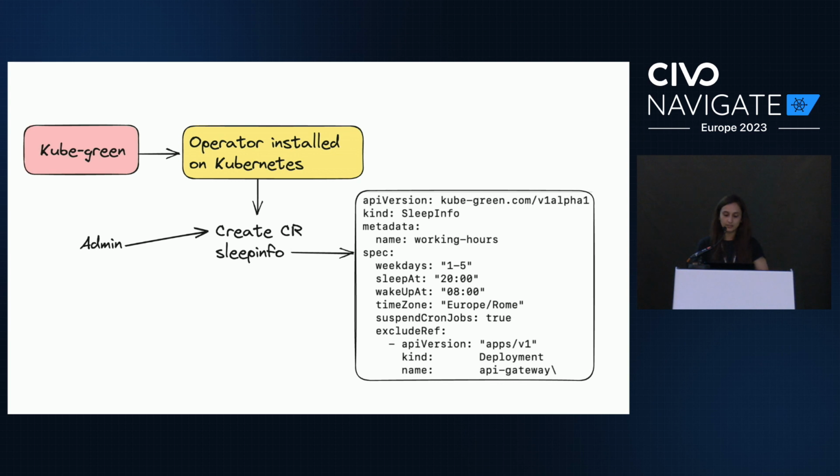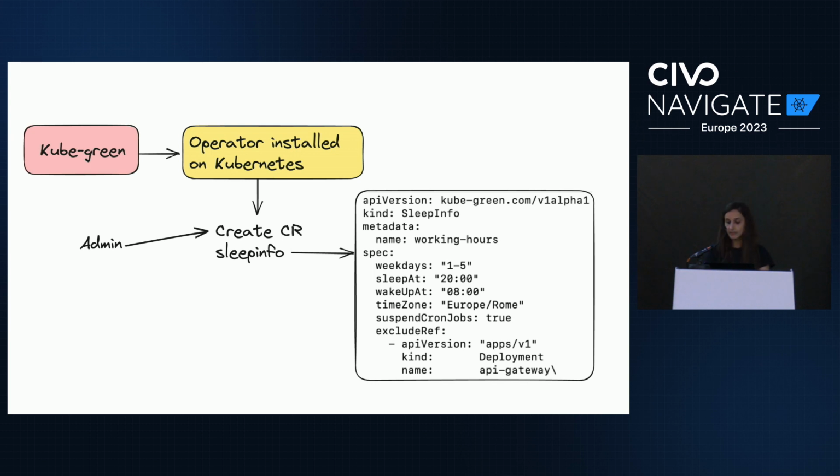So now let's come and see how the admin can define CR. Just simply install Kube Green, an operator installed on Kubernetes, and this is how the CR looks like. This is kind, that is SleepInfo, and the spec looks like this: weekdays. You can define when, at what time, and on which days you want your pods to sleep, and it is like 1 to 5. So it is for 5 days.